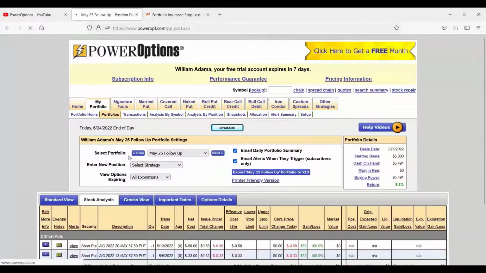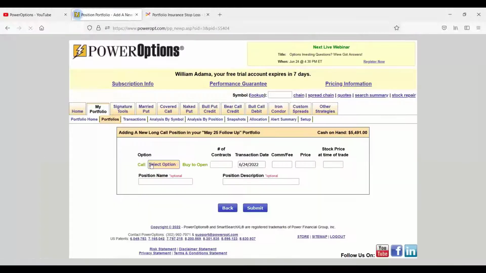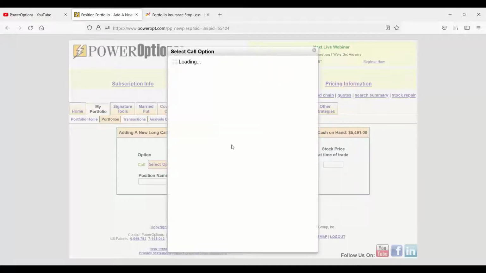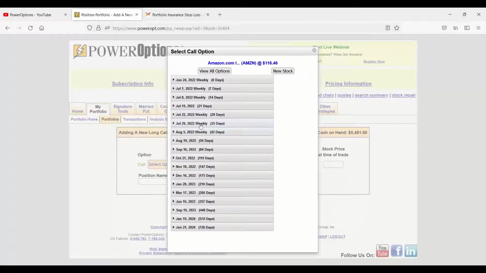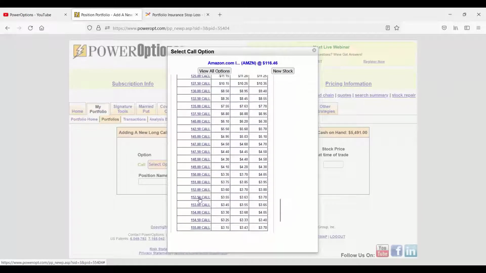Why not? May 25th follow-up. Doesn't matter. I apologize, Eileen. Let me just put this back in. AMZN. I was doing it on my actual account as opposed to this. So we have to enter the position, Victor, into the portfolio. 2023.